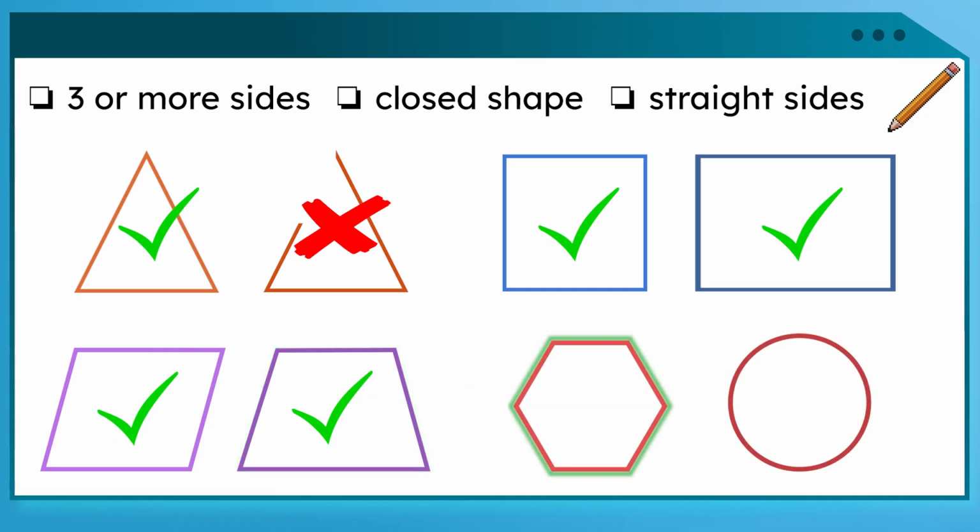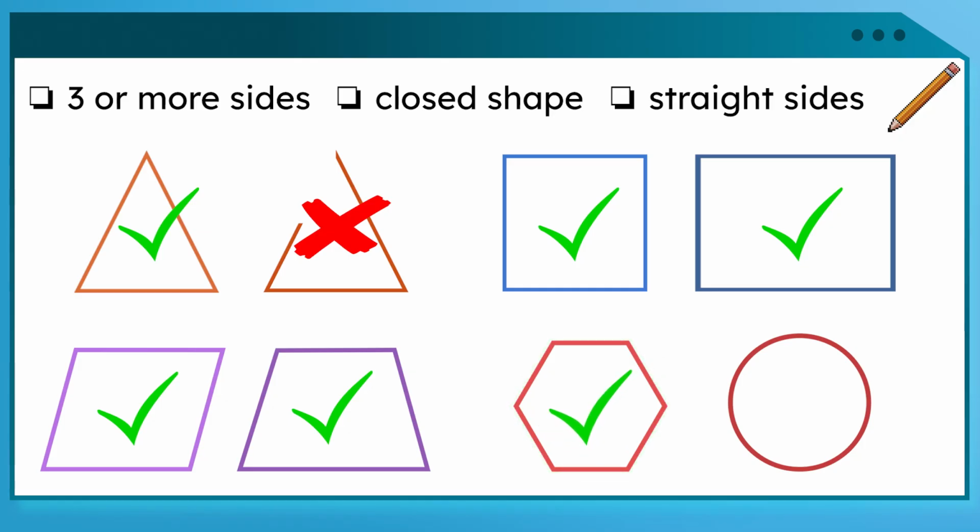How about the hexagon? Does it have 3 or more sides? Yes, it has 6. The hex in hexagon means 6. Is this shape open or closed? It's closed. And are all of the sides straight? They sure are. The hexagon is also a polygon.